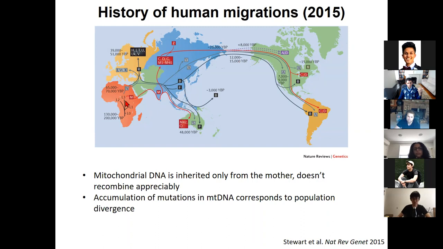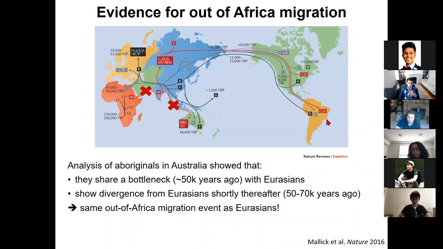And this is basically what we see. We see this ancient tree in Africa. You see this out of Africa event that gave rise to Europe, but also Australia and the Americas. You see the second migration that went into several of the same locations. And then this mixture of human migrations upon migrations.